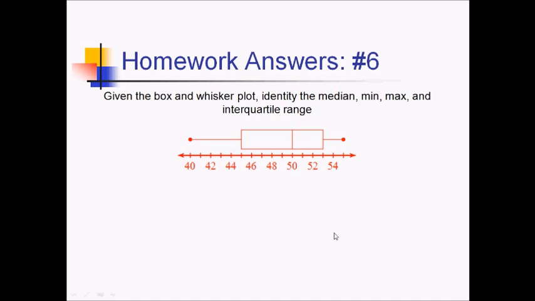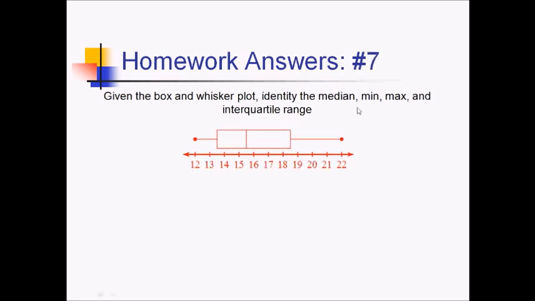For number 6, finding median, min, max, and interquartile range for this box and whisker. Median is going to be the middle line of 50. For the min, we've got the left whisker endpoint of 40. For max is the right endpoint whisker of 55. I believe, yep, going by ones on these grid lines. And then finally, for the interquartile range, we've got the right end of the middle boxes minus the left end, so 53 minus 45, which comes out to 8.